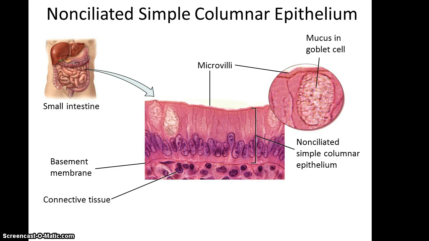Nonciliated simple columnar epithelium. If you have columnar epithelium and it's only one layer, it's simple columnar epithelium, and you'll see that the nuclei tend to line up with each other. Now this example lacks cilia. However, it does contain what are called microvilli, which are protrusions of the cell membrane to facilitate absorption, which is often found in the small intestine.